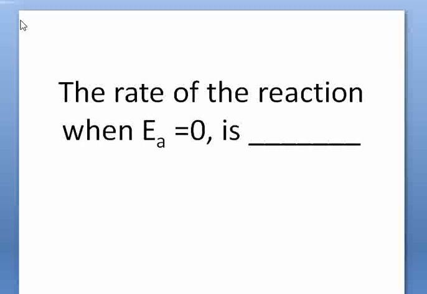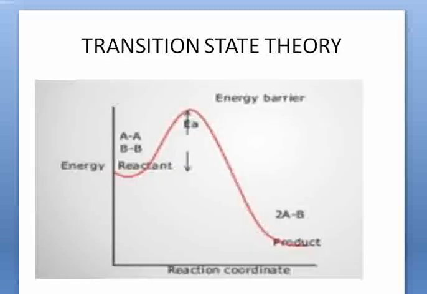First, the rate of the reaction when Ea is 0. That means the activation energy is 0. What will happen to the rate of the reaction? These are some important questions which we can expect for the examinations, so I have taken them for discussion. Here, this is the transition state theory.